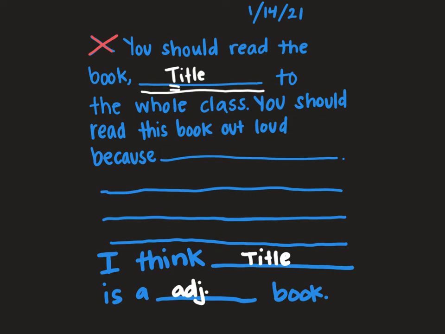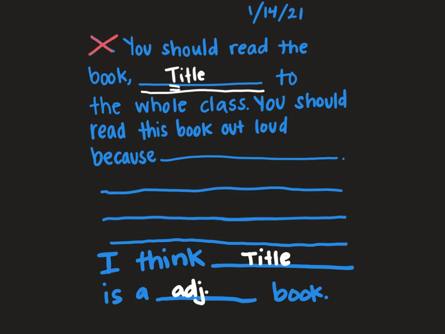So really take your time writing this, coming up with good reasons as to why the teachers should choose this book to read to the class. You should have at least, I'd say, 3 to 4 reasons at least. Because if it's only 1 or 2, that's not going to convince us. So take your time thinking about why this should be read to the whole class. Write full sentences, give details. Don't forget that capitalization and punctuation.